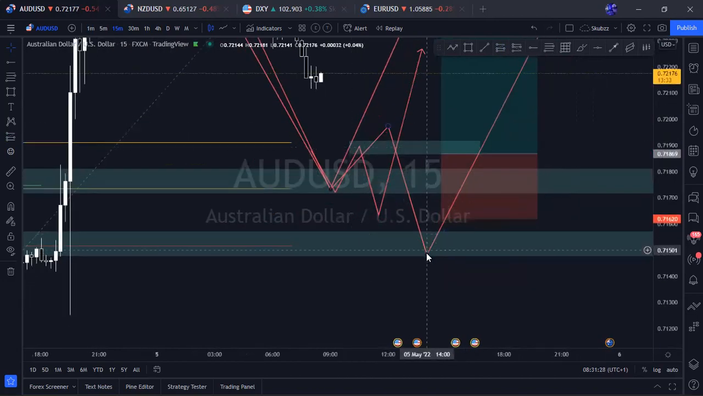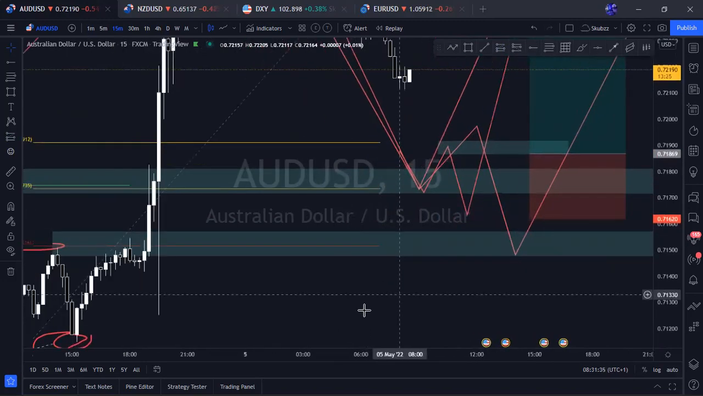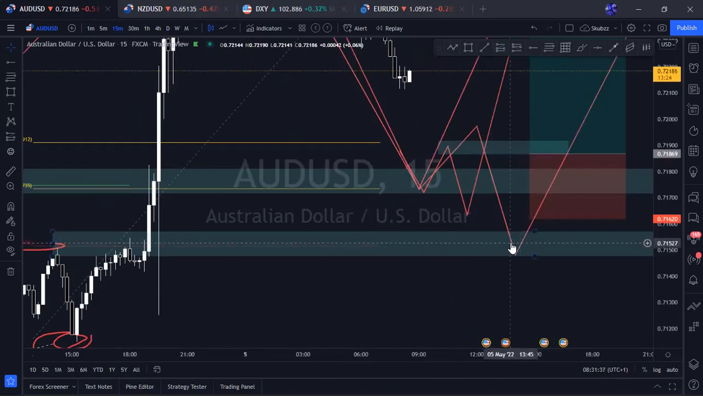Or you actually wait for price. If price comes deeper here, then you watch out for any of your entry criteria on the lower time frame. Do you guys understand?